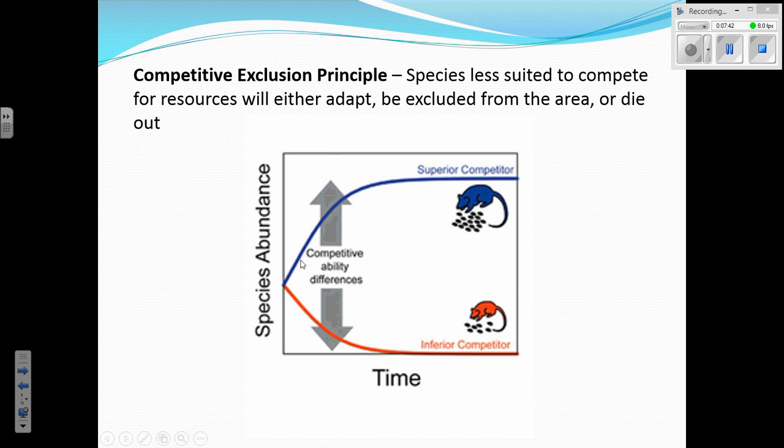You either are going to excel and be the superior competitor, or you're going to fail and be the inferior competitor. So you're either going to be superior and really excel in the community, the environment and the ecosystem that you're in, or you're going to be the inferior. So you need to be able to find what kind of food source you can have and the best way you can reproduce. You have to find the ability to adapt to the ecosystem that you're in. And if you don't, you're going to die out.